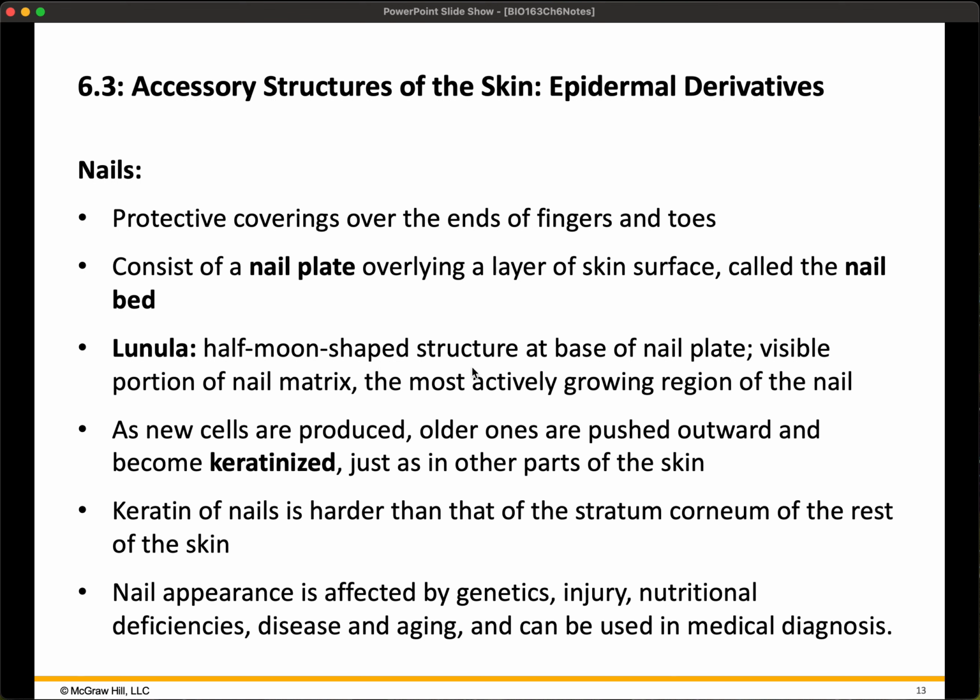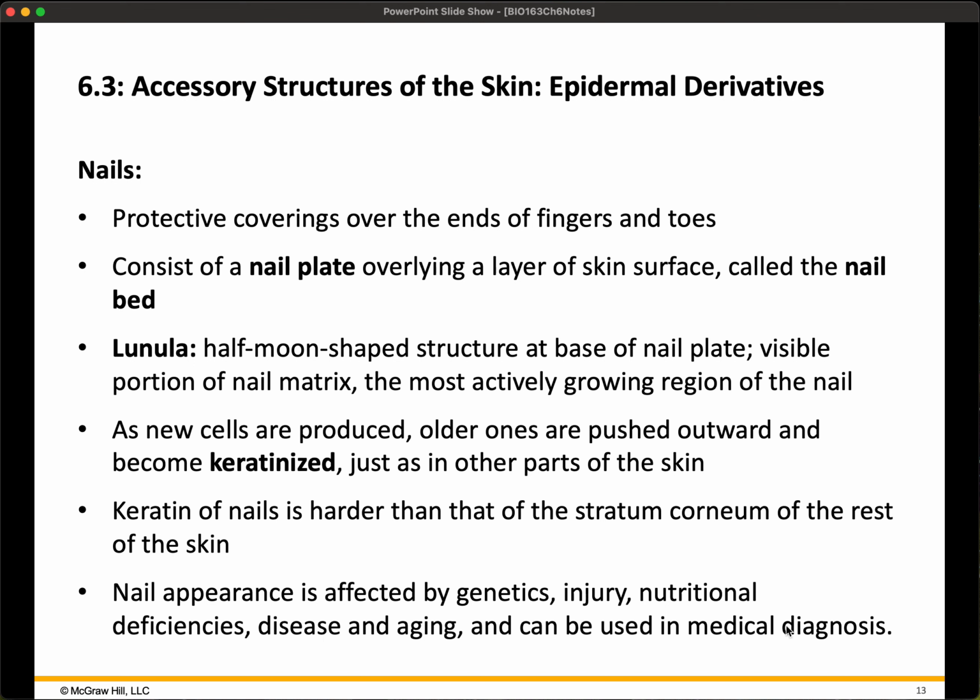The lunula is the half moon shape at the base of the nail plate. It is part of your nail matrix, the active growing region of the nail. As cells from the matrix divide, they push out. Those cells become keratinized, just like other parts of the skin. Keratin in the nails is harder than that of the corneum. It's a slightly different variation of keratin, and a higher concentration of it for sure. That causes the nails to be harder than your stratum corneum. Thank goodness, because it would be very strange if the whole skin of our body was the same hardness as our nails. Nail appearance is affected by genetics, injury, nutritional deficiencies, disease, and aging.